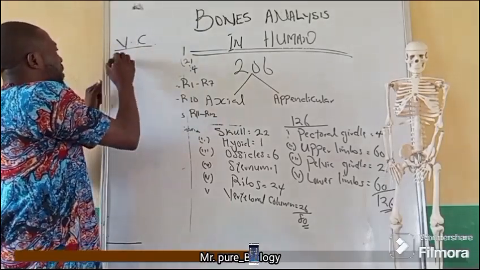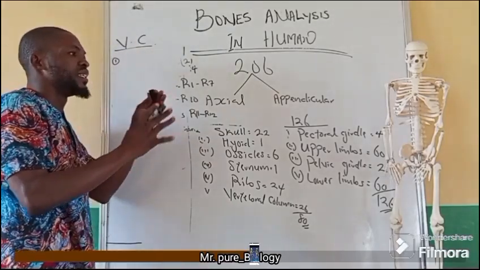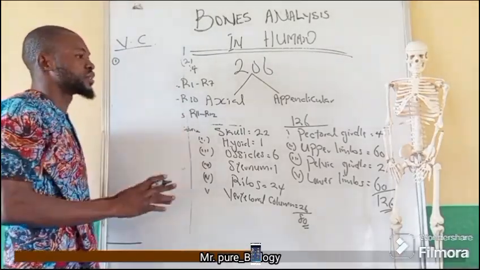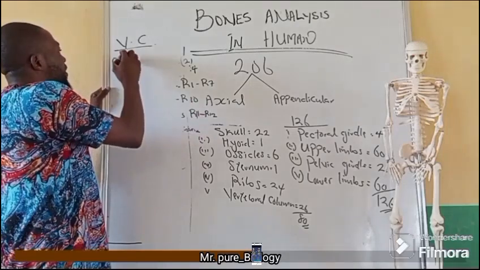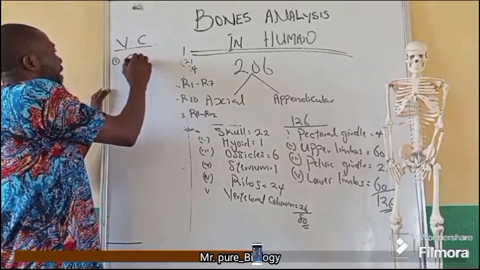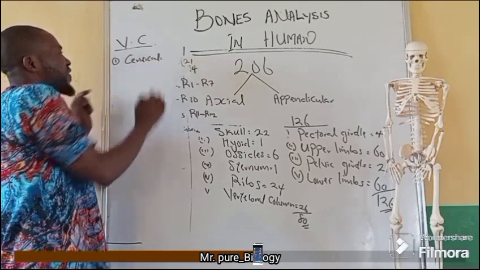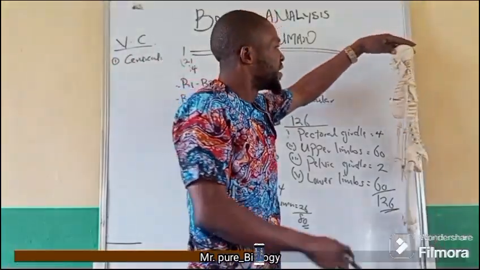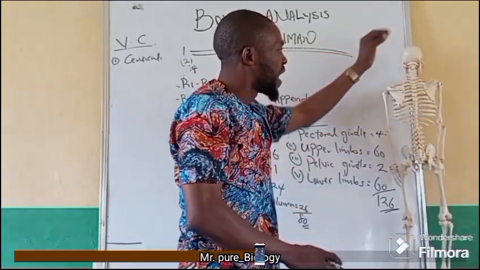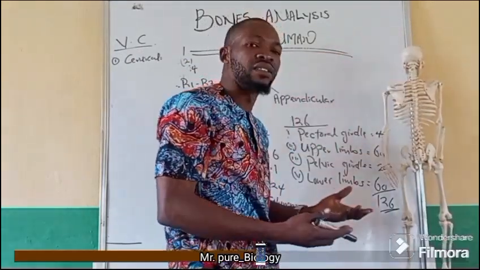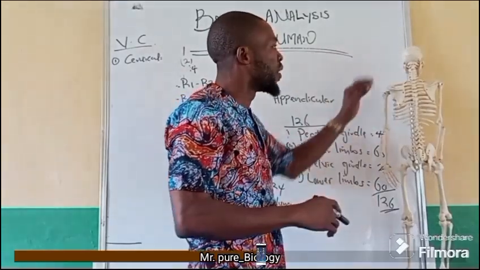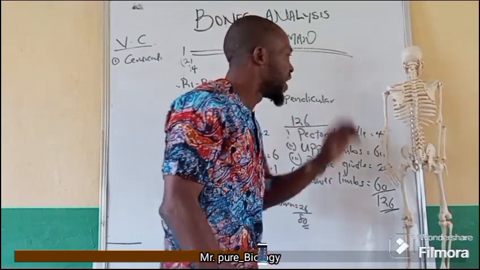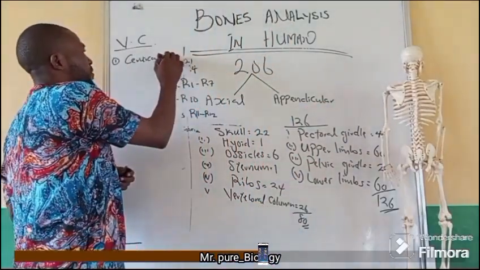Now, the vertebral column in human has 5 types of vertebrae. And what are these? Number 1, we have what we call the cervical vertebra, and they are found in the neck region, the one you can easily see in the neck here. We can count them. They are 7 in number: 1, 2, 3, 4, 5, 6, 7, and that is the 7th cervical we have.